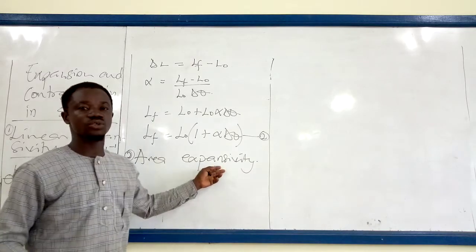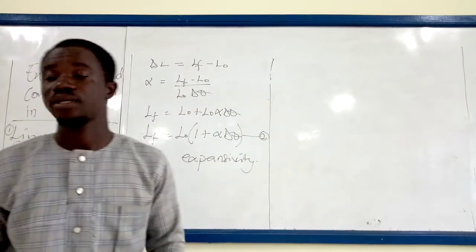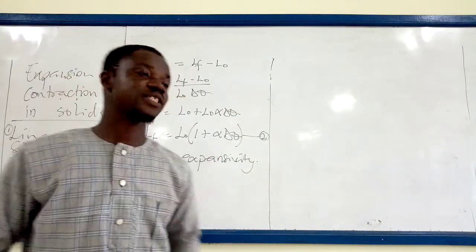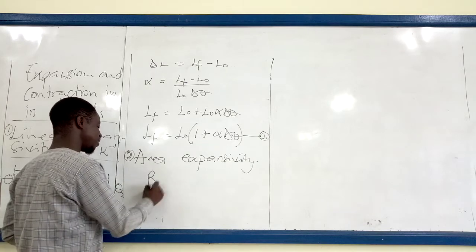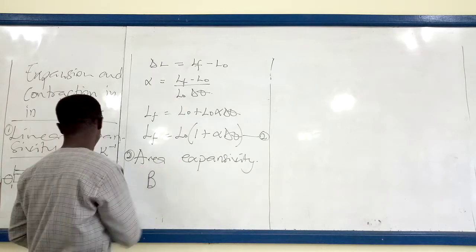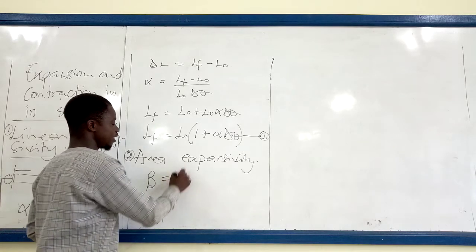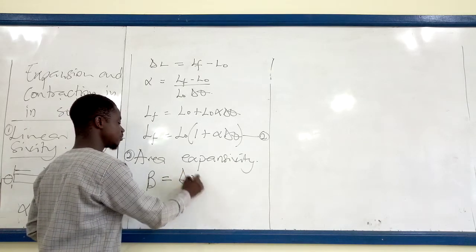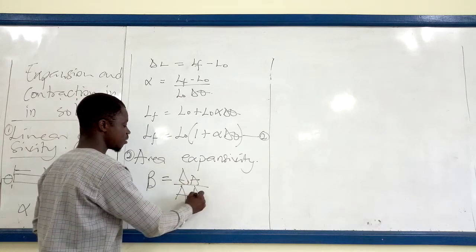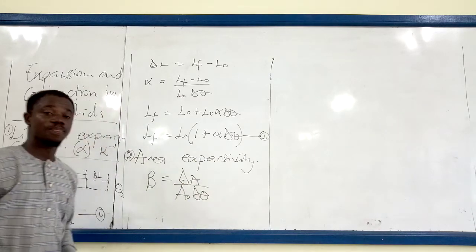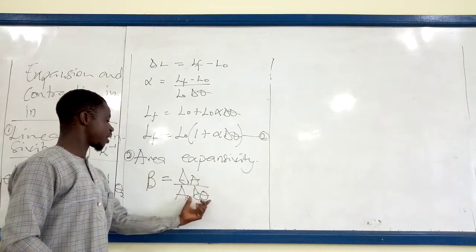Now, area expansivity is also called coefficient of superficial expansion. That one too is given by beta. The symbol is beta, the same unit. And beta is equal to change in area per original area per change in temperature.